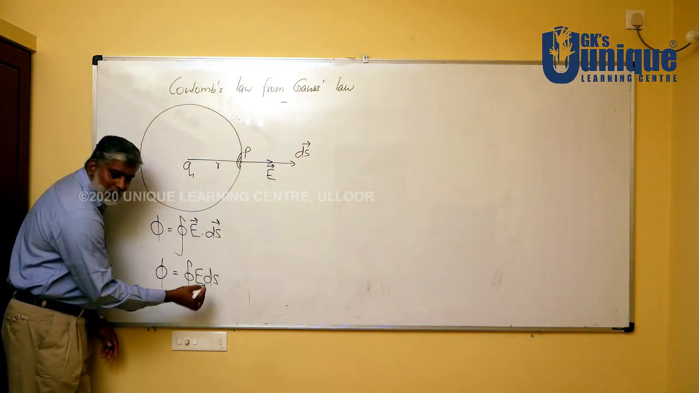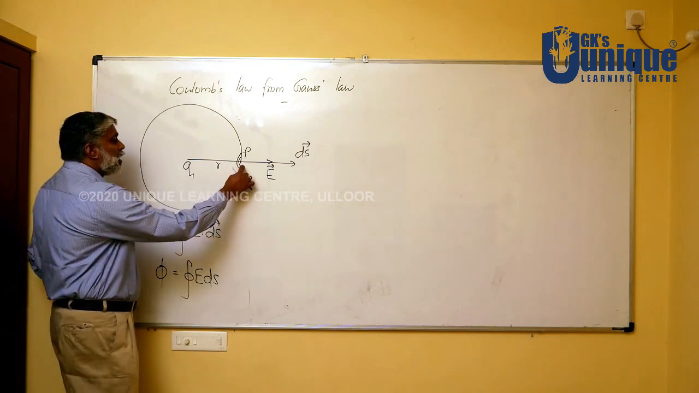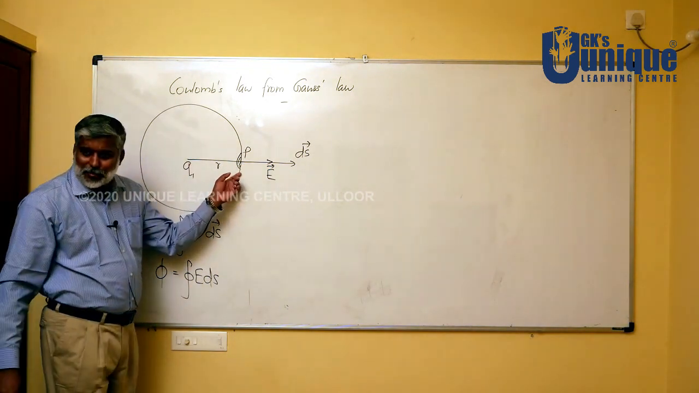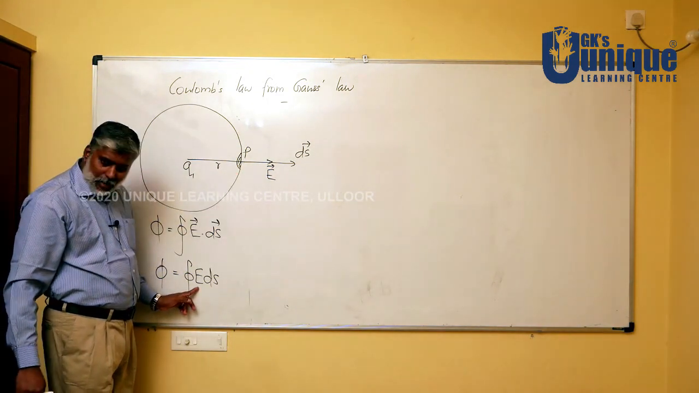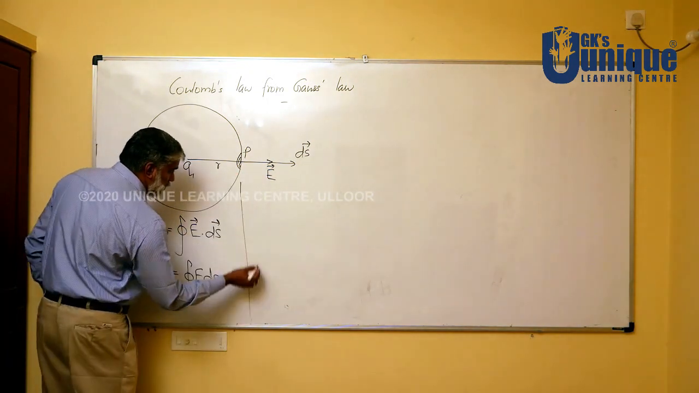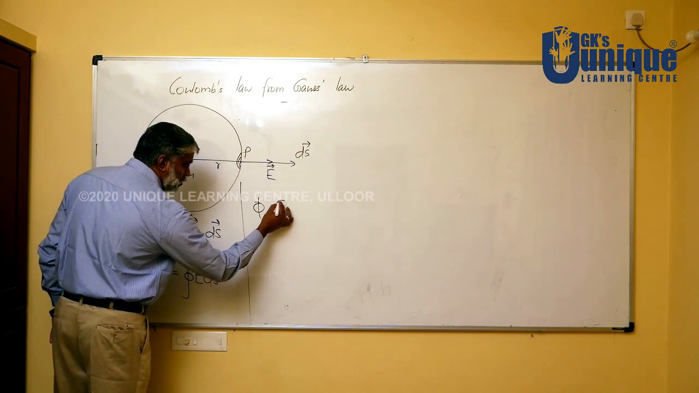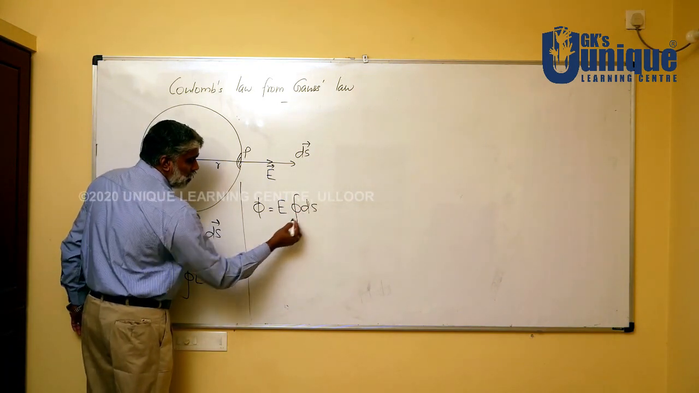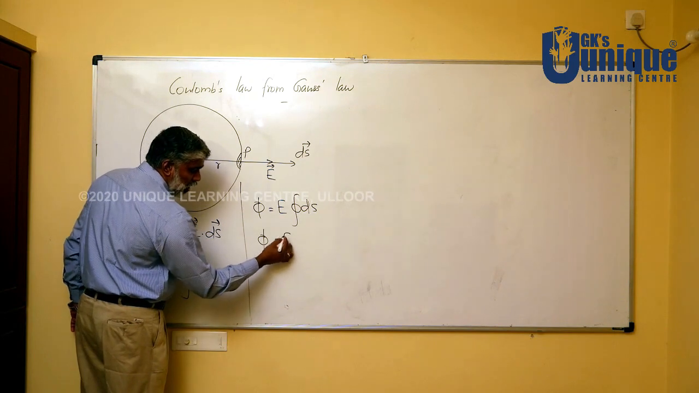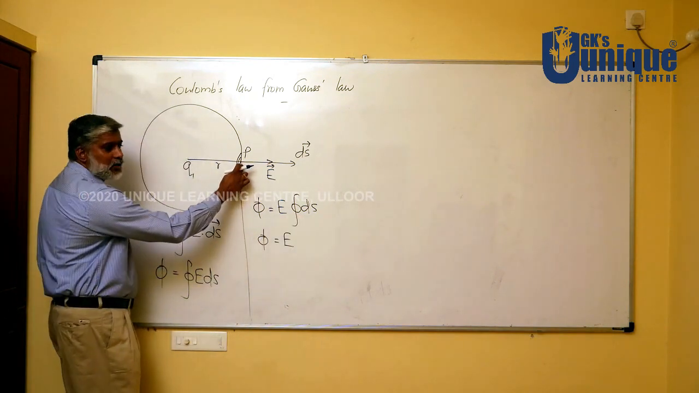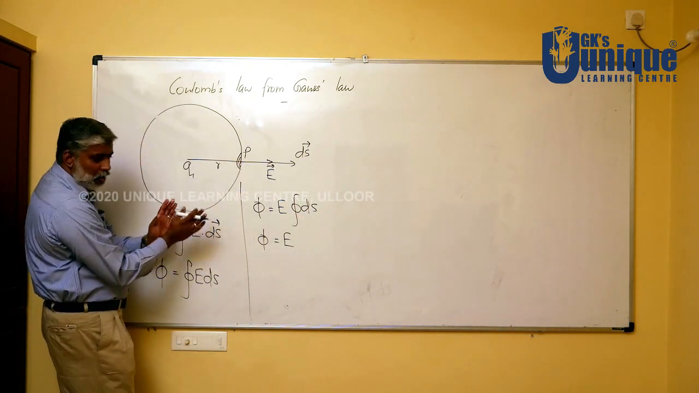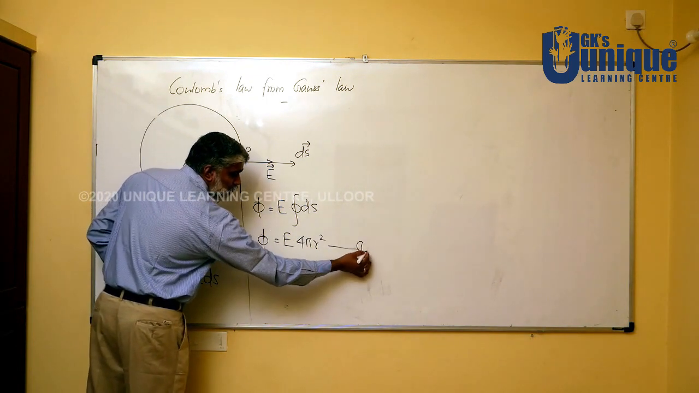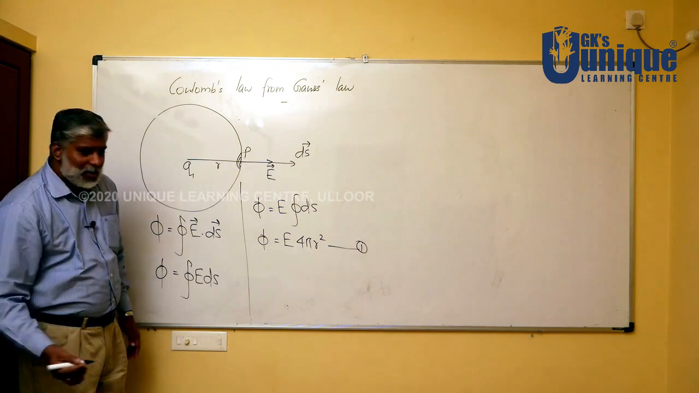No doubt. Then P can be selected anywhere on the surface. Distance is always the same. So E is a constant. Am I right? So flux is equal to E taken out, then integral ds. Then flux is equal to E times integral ds. On integrating ds, you get the surface area of the sphere. What is it? 4 pi r square. Equation number 1.